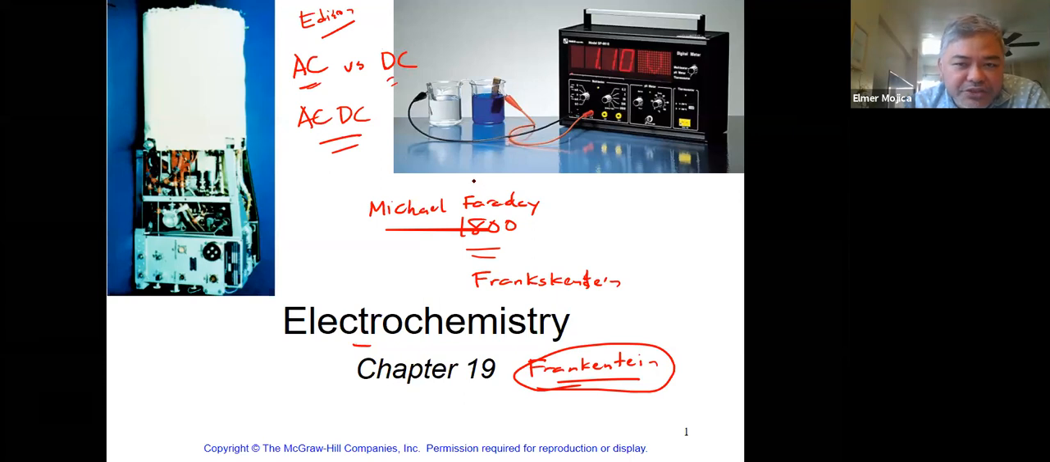So during that time, they preferred the direct current. And the direct current right now is what? What's the classic example of a direct current? Anyone?